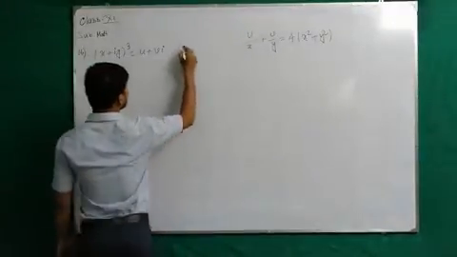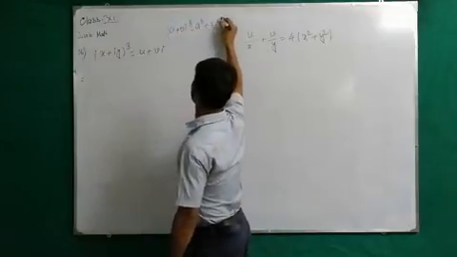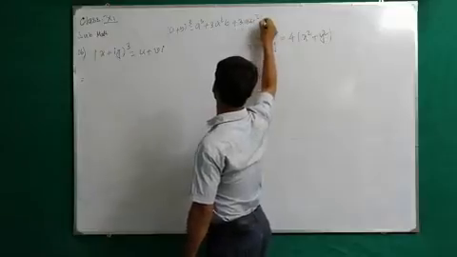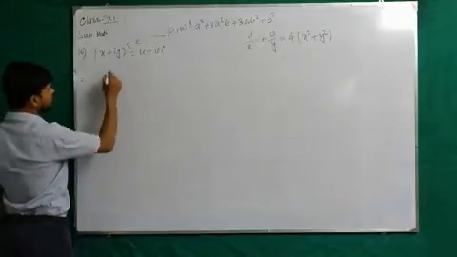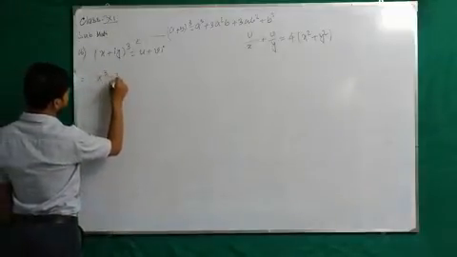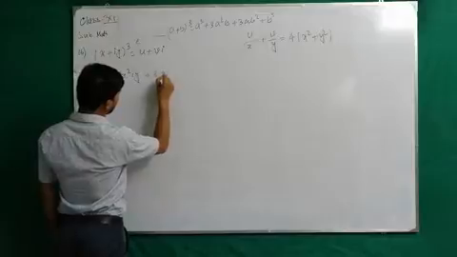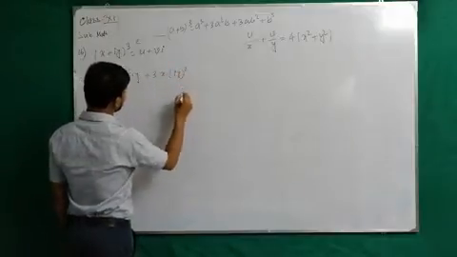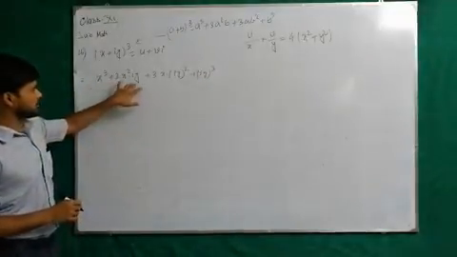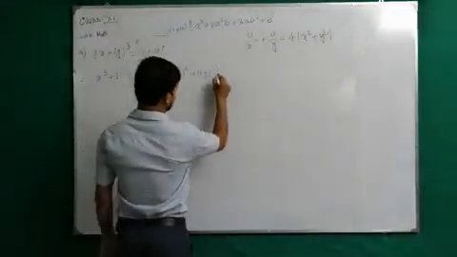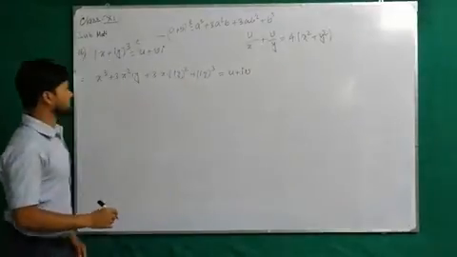Now look, we know a formula that (a plus b) whole cube is equal to a cube plus 3a square b plus 3ab square plus b cube. So we apply this formula here. If I apply this formula, it will be x cube plus 3 into x square into iy plus 3 into x into (iy) whole square plus (iy) whole cube, which is equal to u plus iv.